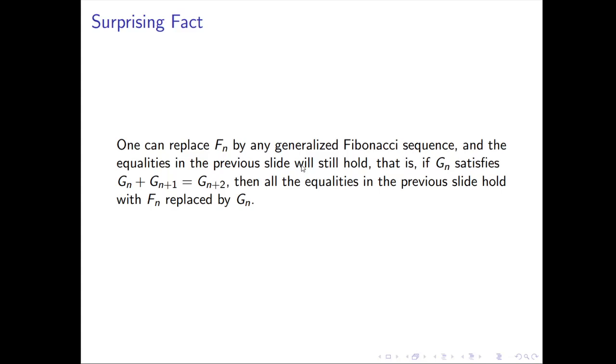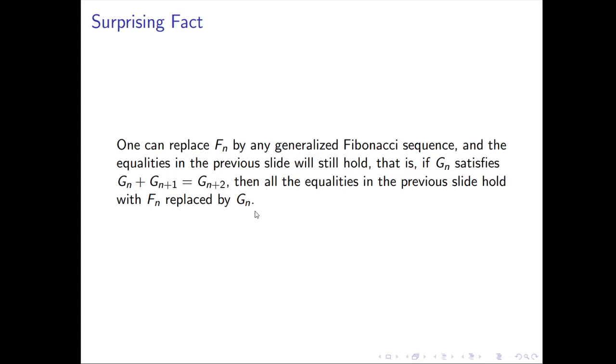Now, a surprising fact is that one can replace the Fibonacci sequence by any generalized Fibonacci sequence, and the equalities in the previous slide will still hold. That is, if Gn satisfies that Gn plus Gn plus 1 is Gn plus 2, then all the equalities in the previous slide still hold when the Fn is replaced by Gn, right? So you substitute in all these equalities any generalized sequence, like the Lucas sequence, if you're familiar with the Lucas sequence, that will hold over there too. And that's the motivation for the construction, actually, of the polynomials PKD that I constructed earlier.